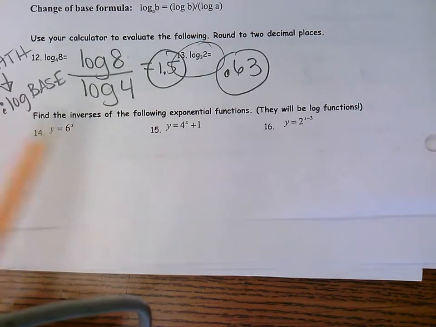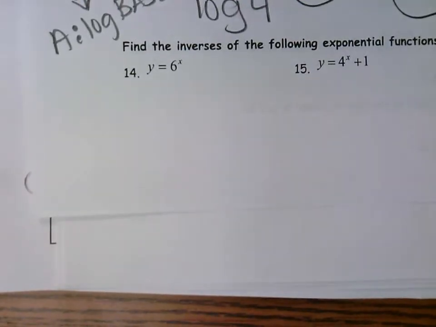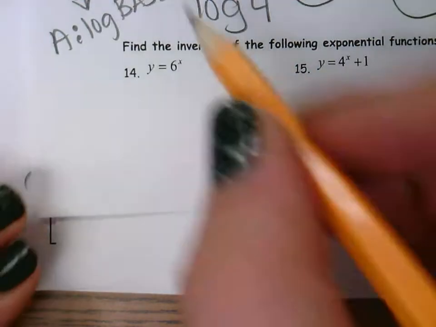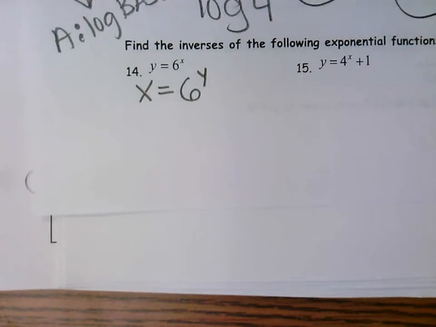Okay, so this is going to reinforce inverses, but you had inverses on your quiz today, so you already know how to find an inverse. What do I do when I find an inverse of a function? What's the first step that you did? Just switch x and y, right? So algebraically, I'm going to switch x and y. So I get x equals 6 to the y power. So I've got y stuck in the exponent.